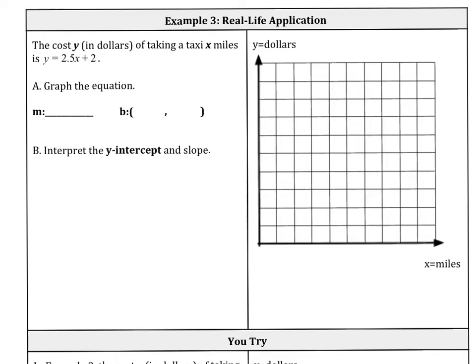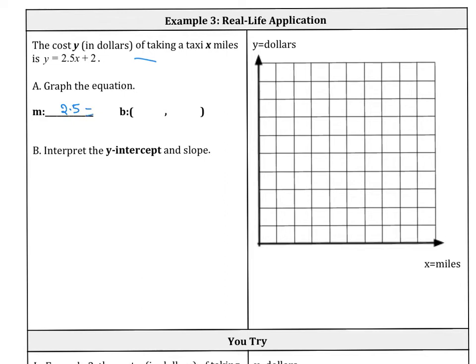Chapter 2.3, Day 1, Graphing Linear Equations, Example number 3. The cost y, in dollars, of taking a taxi x miles is given by y equals 2.5x plus 2. Graph the equation. To graph the equation, we need m, the slope, which is 2.5.